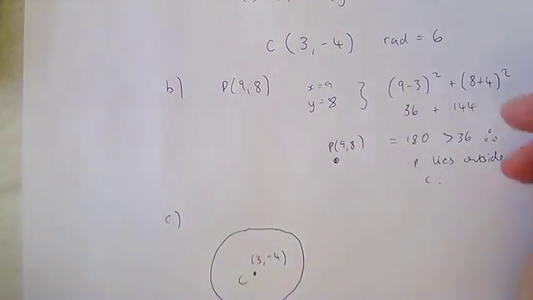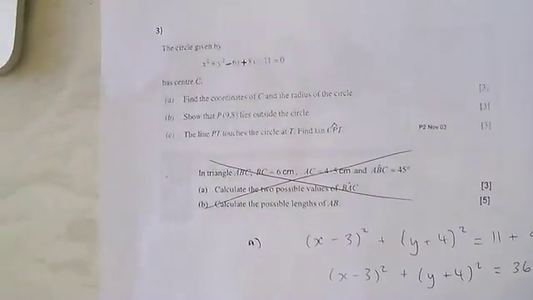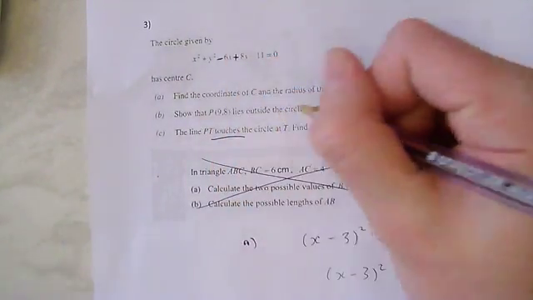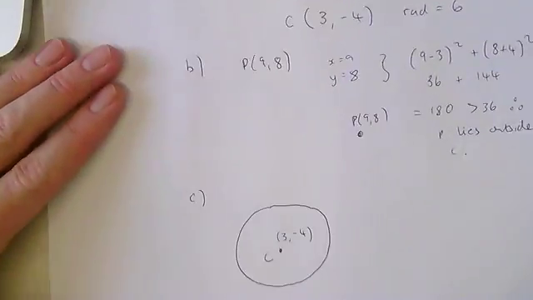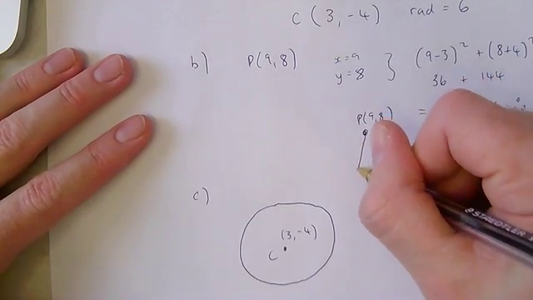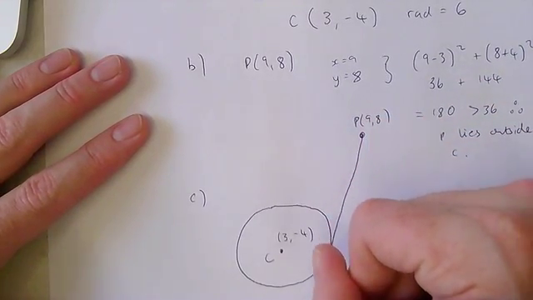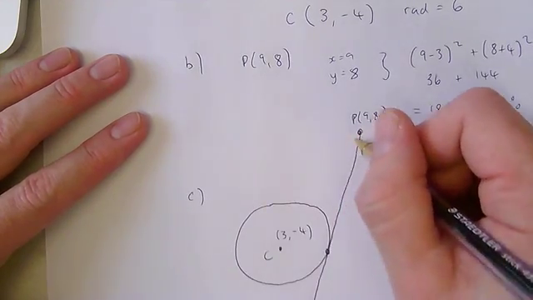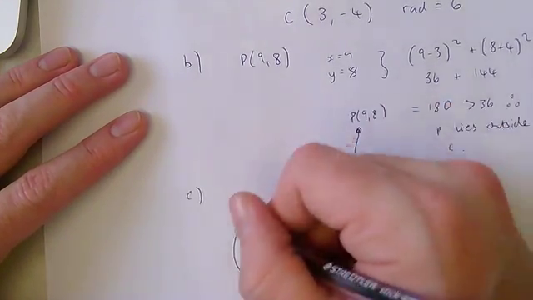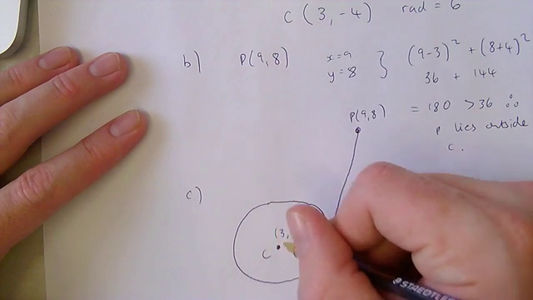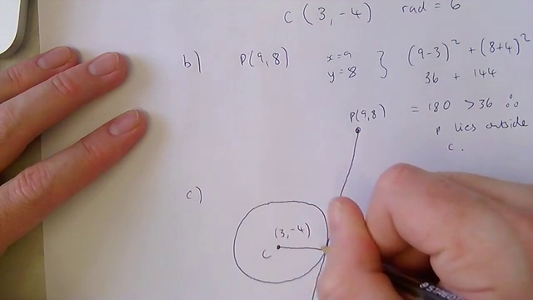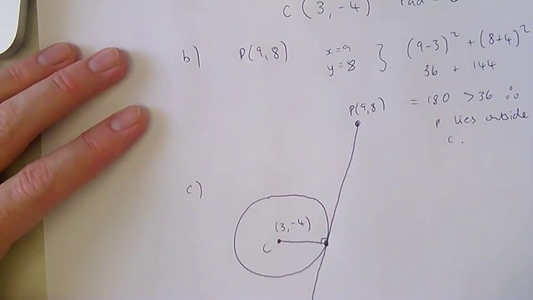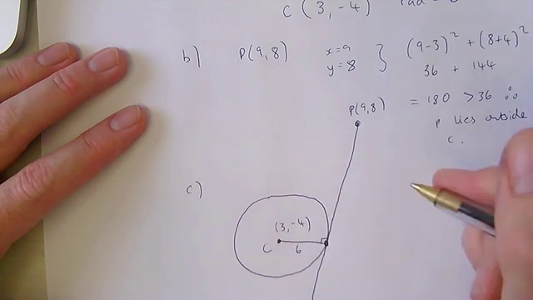Now the wording here, it says PT touches the circle. So if it touches the circle, that means it's making a tangent to the circle. So I'm going to draw a line there. I could be wrong, it may not be there, but I'm just going to treat it as there. It could be a tangent here, or all the way over here, one of them. I know that a radius meets a tangent at 90 degrees. So I'm going to add that in, and I know the radius is 6.